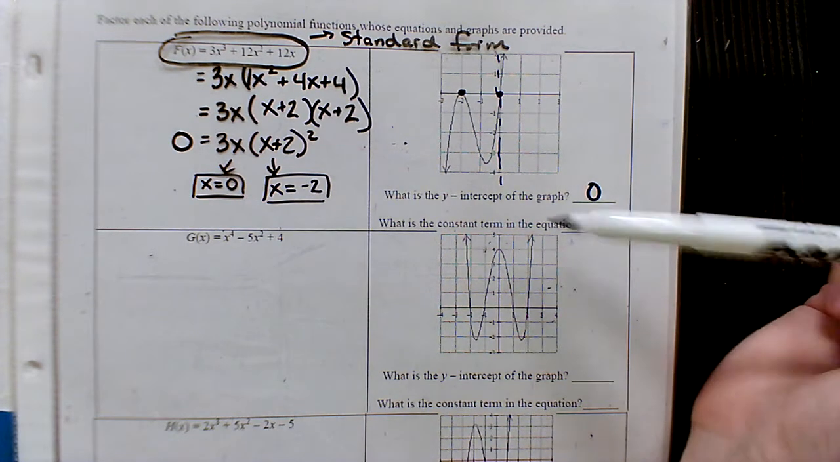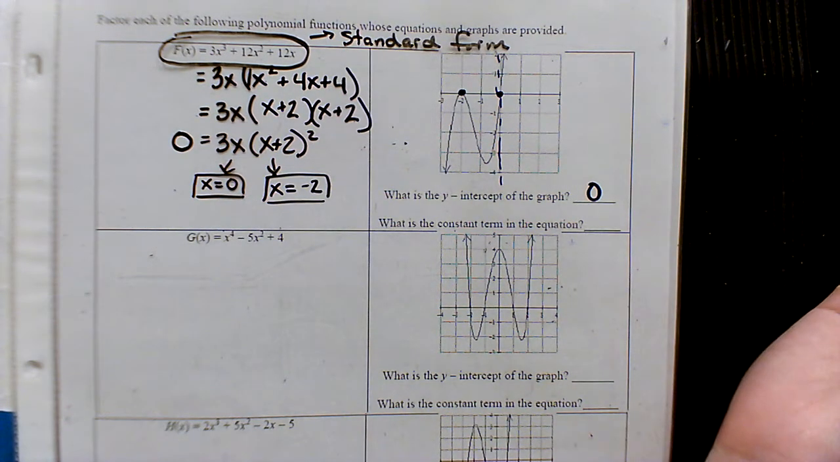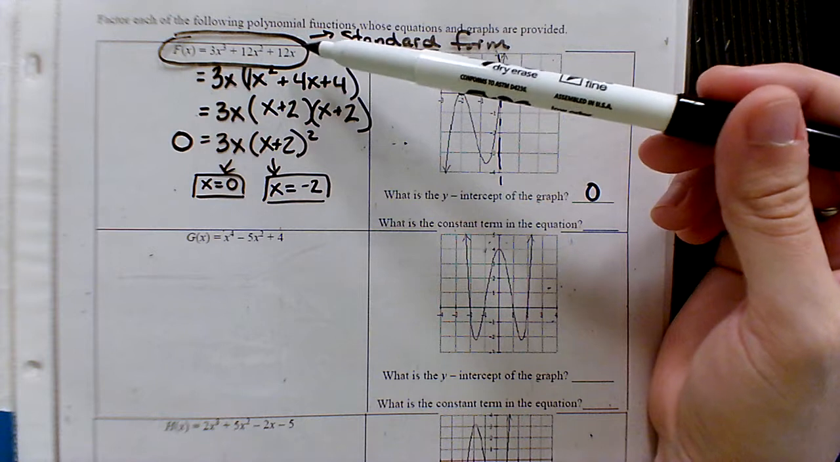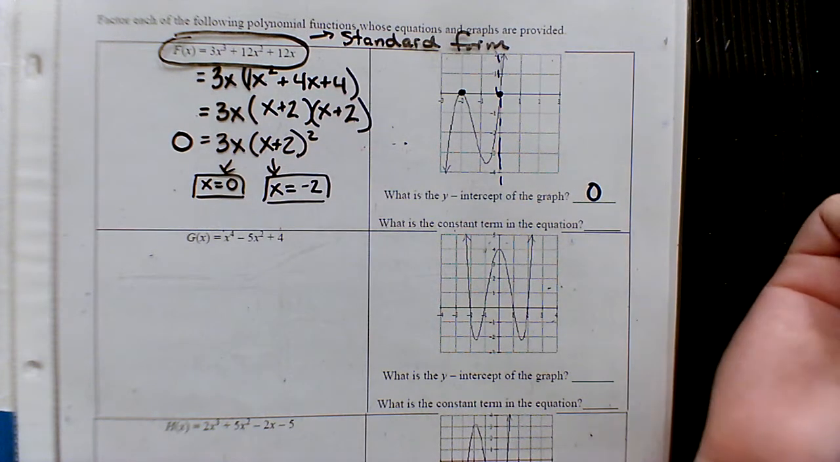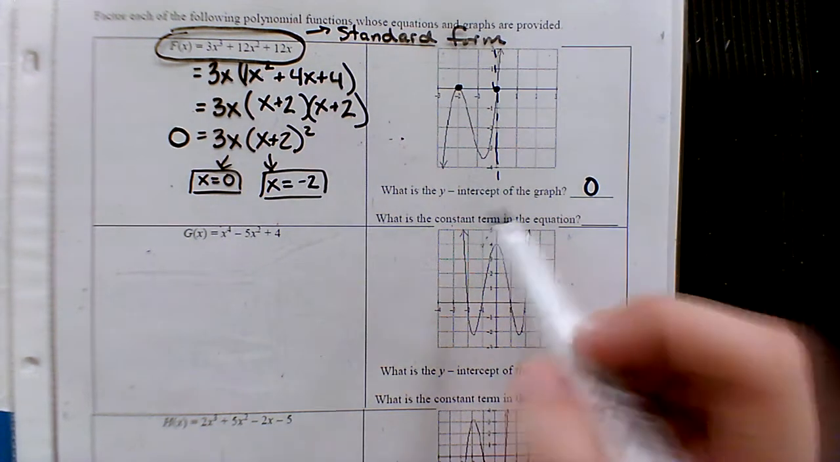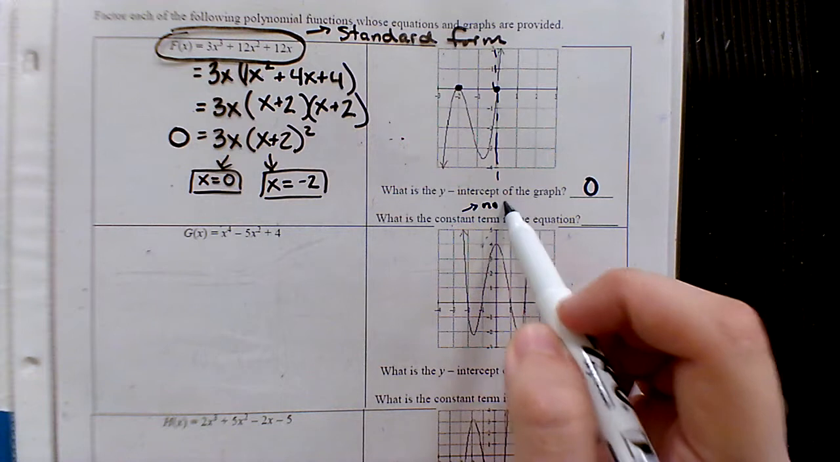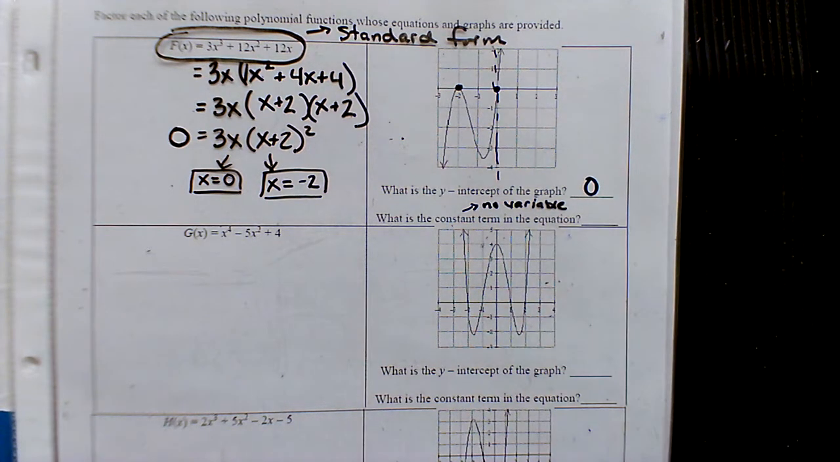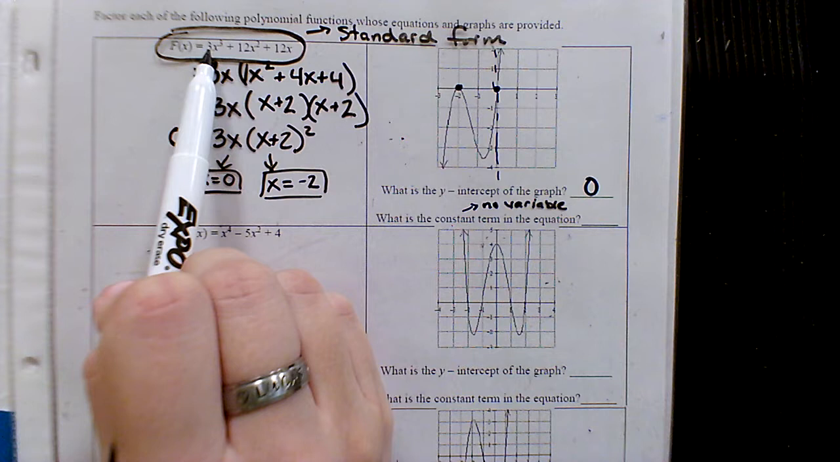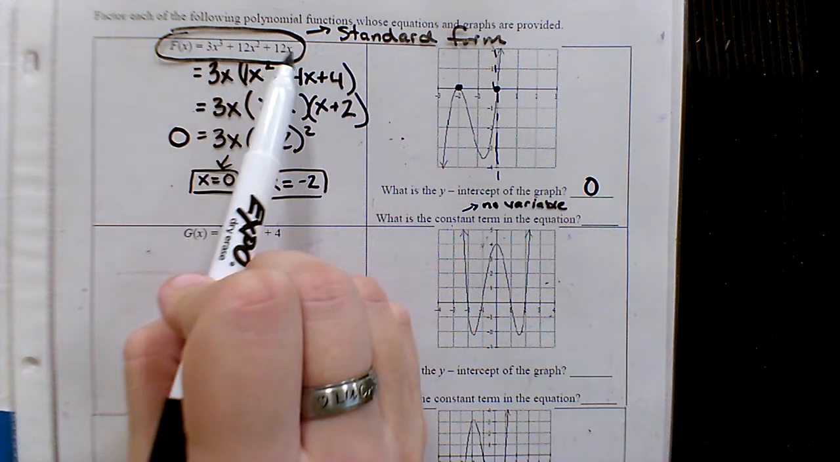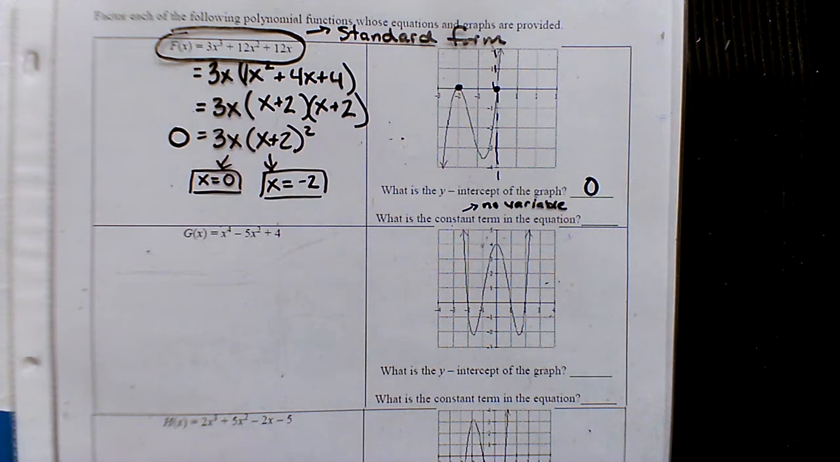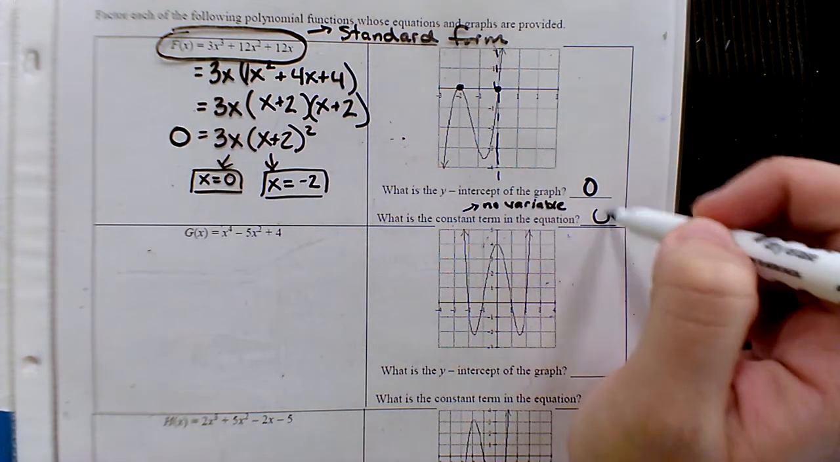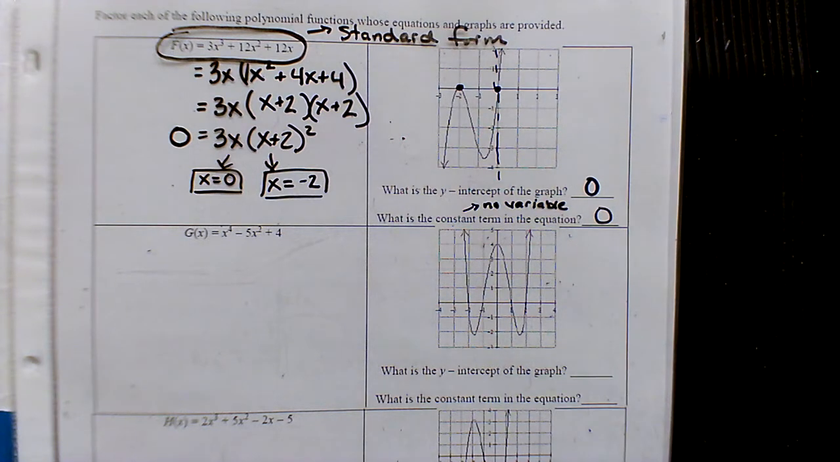What is the constant term of the equation? I'm referencing specifically the standard form equation. So constant term just means no variable attached to it. You're just a solid number. Do we have just a solid number listed in that standard form equation? No, so we could probably say it's 0 because we don't have one.